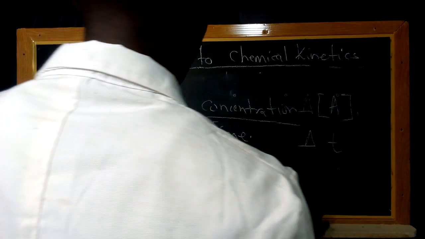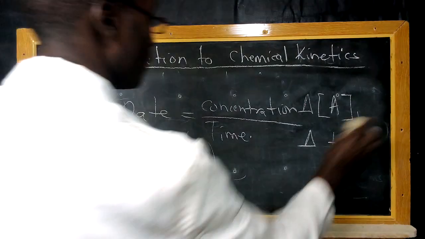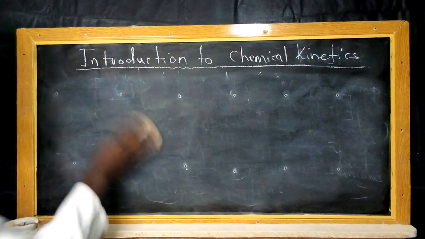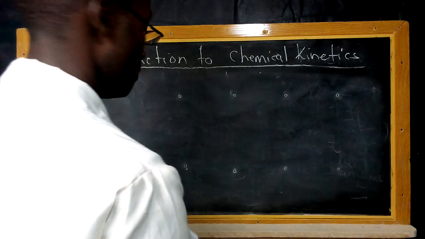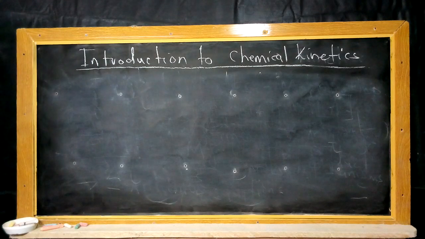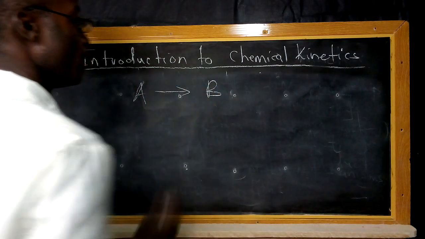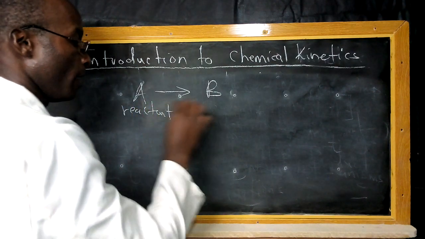if we have a reactant A that is forming a product B, we can demonstrate the rate at which the reactants are being consumed and the product is being formed. Now let's look at this particular example of this is a reactant and this is a product.